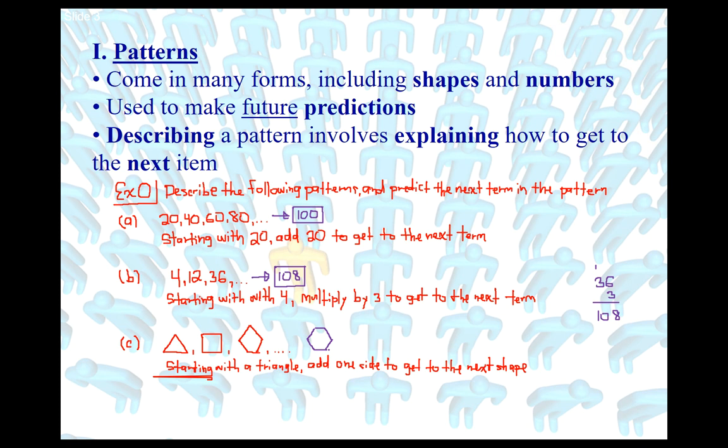Okay, so those are some basic patterns. A and B dealt with patterns that involve numbers, and then C involved patterns that involve shapes. And again, the way we want to describe a pattern is we identify what we are starting with and what you need to do to get to the next term in the pattern. When I say term, it could be a number or the next shape in the pattern.